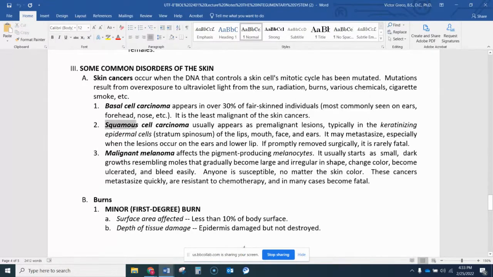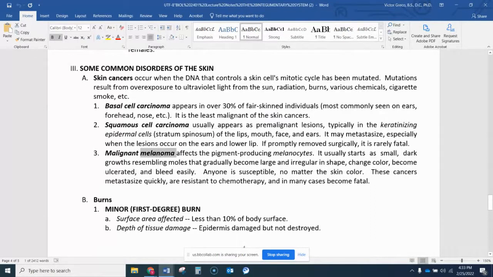The one in the middle, squamous cell carcinoma, I'm looking where it says it here. Yeah, it's the keratinocytes. This says keratinizing epidermal cells, but those are the keratinocytes, the cells that secrete keratin. Well, they start to divide uncontrollably, which is where that cancer originates from, that stratum spinosum layer, right? And that's middle of the road aggressive.